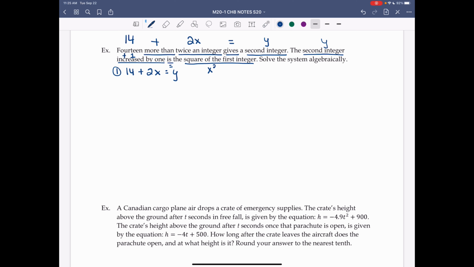In our second sentence, we then have y plus 1 equals x squared. So that's our second equation. y plus 1 equals x squared. Now we can solve by whichever method we like, substitution or elimination. I often do elimination, but this time I'm going to do substitution.